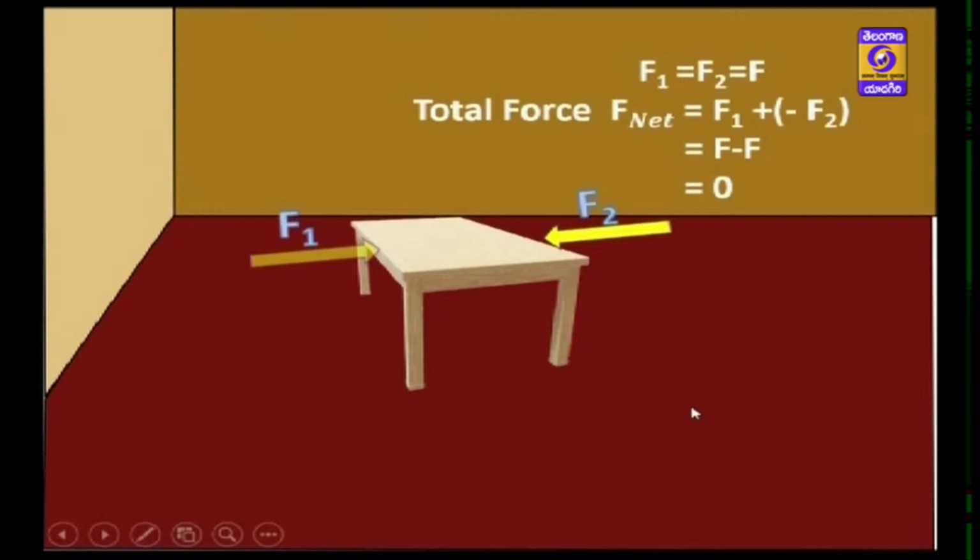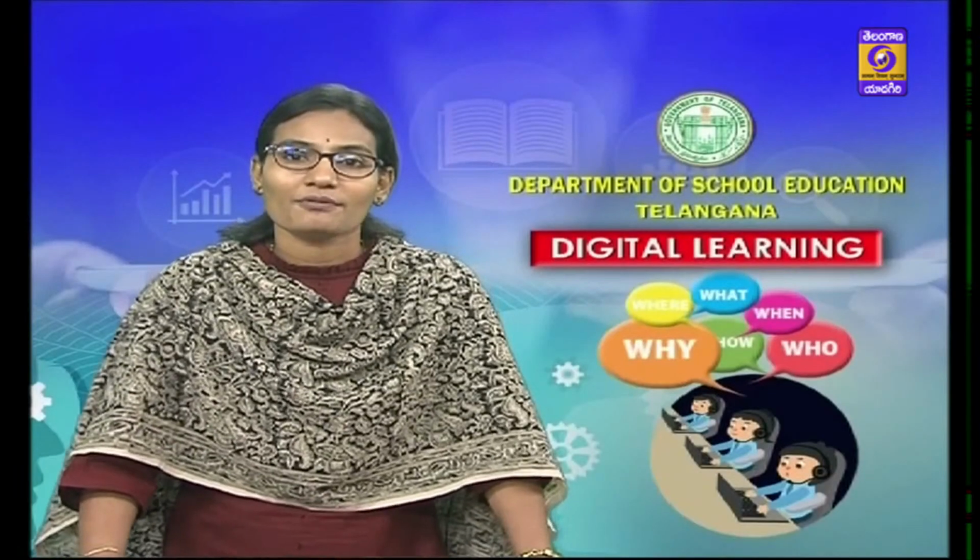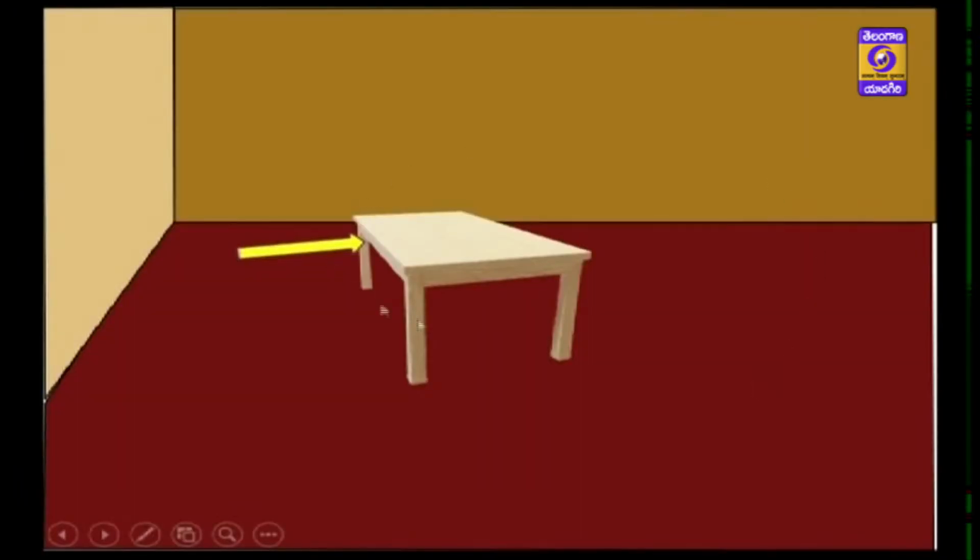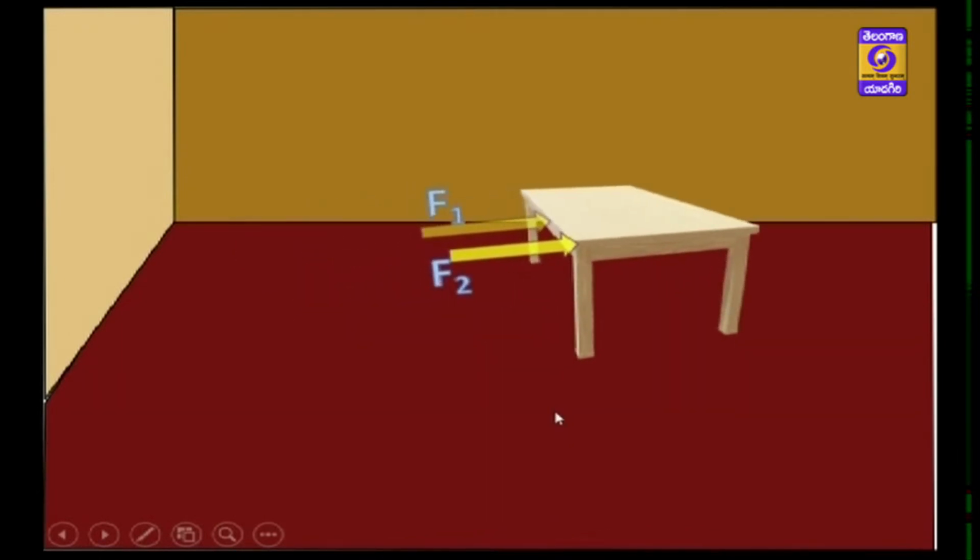Let's now ask your friend to apply the force from your direction. Observe this picture. You are applying force in this direction and your friend is also applying the equal force from your direction only. See, children, now the table is moving.